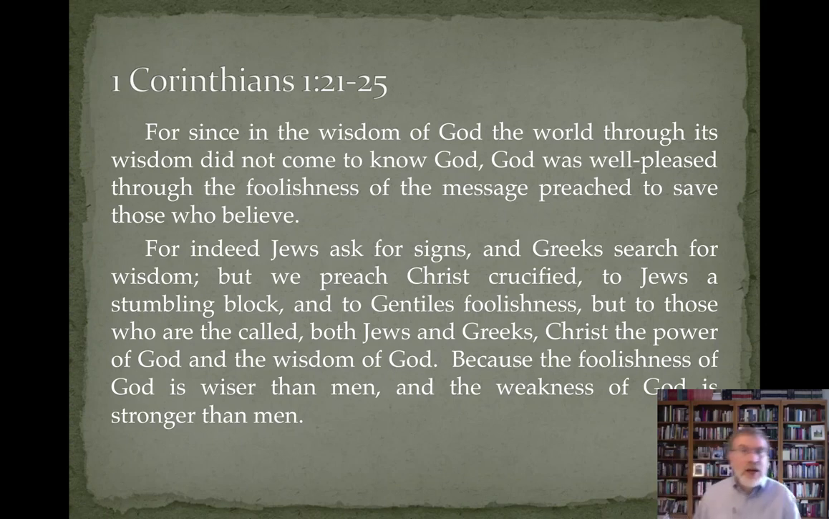But let's end on this. In 1 Corinthians 1, Paul points out that the wisdom of God is effectively foolishness to man, because he says Jews ask for signs and Greeks search for wisdom. And in fact, Jews do ask for miracles of their Messiah, and Greeks do search for the philosophy that comes with good wisdom. But we preach Christ crucified, to Jews a stumbling block, and to Gentiles foolishness.